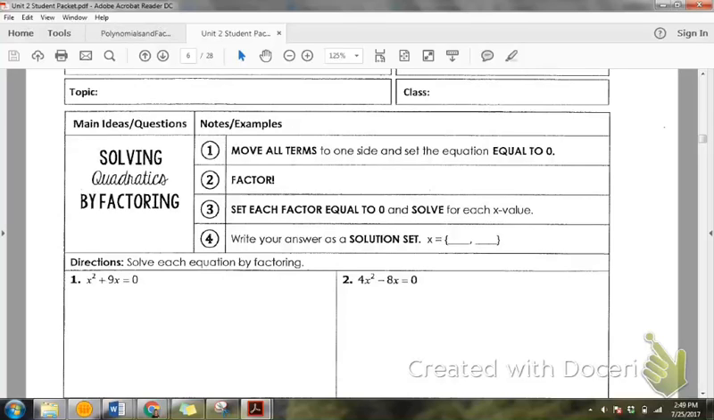Okay, on page 6, this is 2.3, solving quadratics. So in there where it says topic, you can write 2.3, solving quadratics.